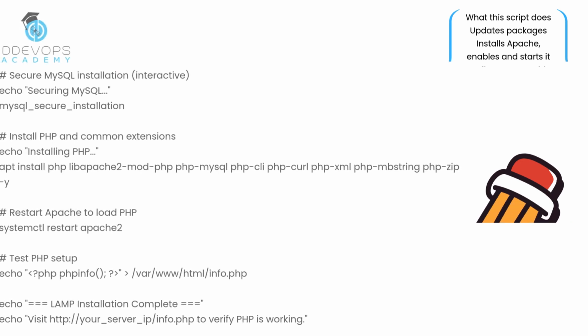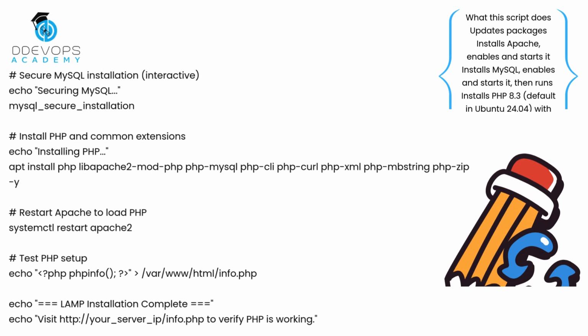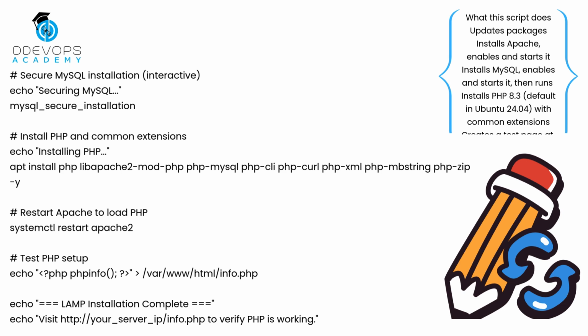Let's complete our LAMP setup. After installing Apache and MySQL, we secure MySQL with mysql_secure_installation. Then we install PHP and its common extensions, like php-mysql, php-cli, and php-xml. Restarting Apache loads PHP support, and we create a test file using phpinfo to verify everything works. Visit your server's IP to confirm your LAMP stack is ready.